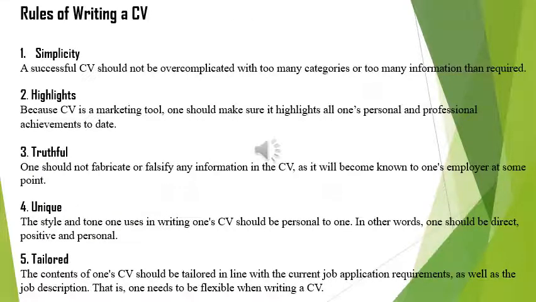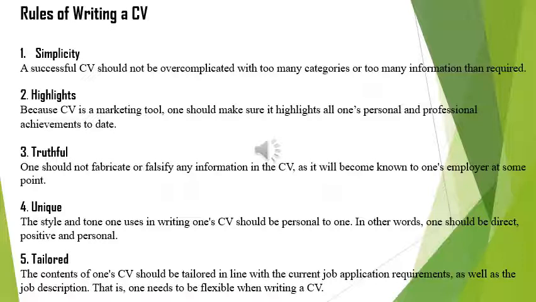Rules of writing a CV. 1. Simplicity. A successful CV should not be overcomplicated with too many categories or too much information required. 2. Highlight. Because CV is a marketing tool, one should make sure it highlights all one's personal and professional achievements to date. 3. Trustful. One should not fabricate or falsify any information in a CV, as it would become known to one's employer at some point.